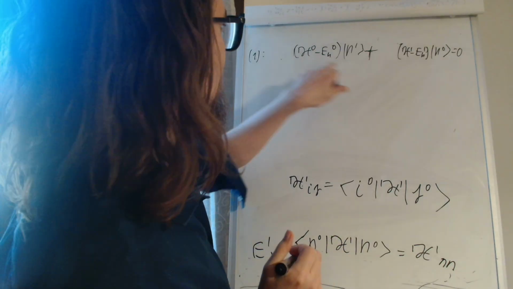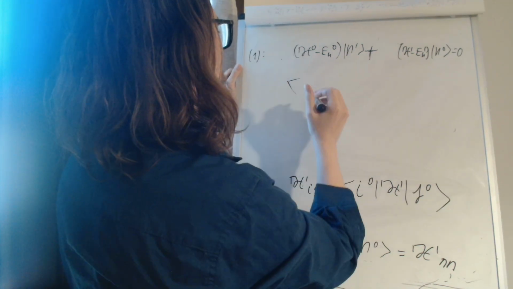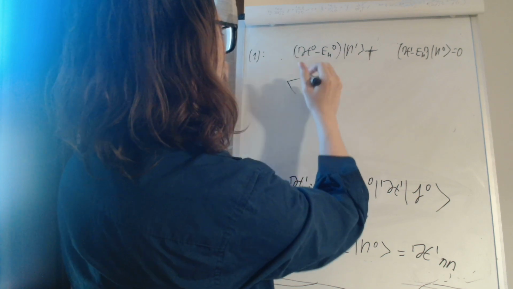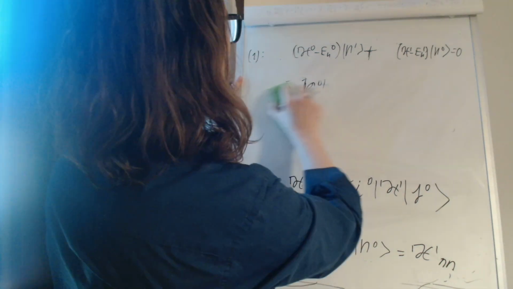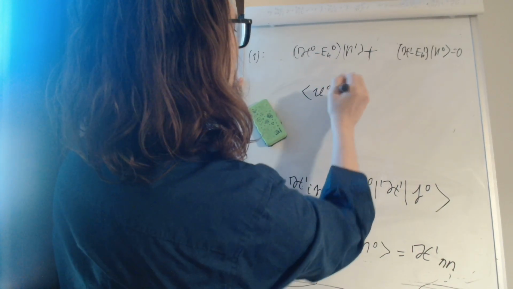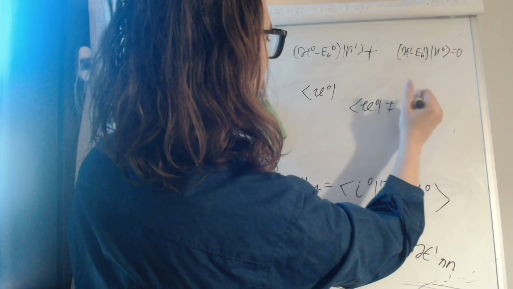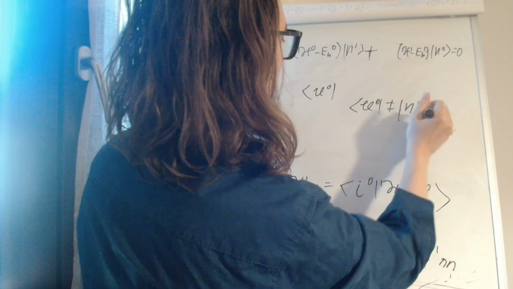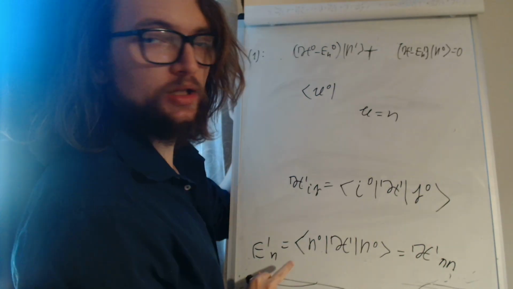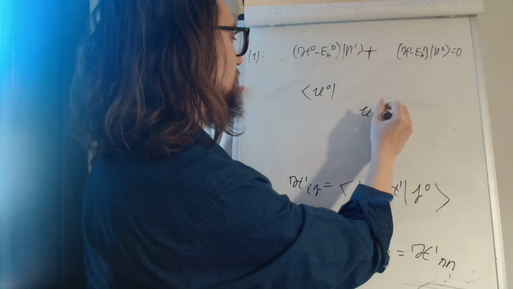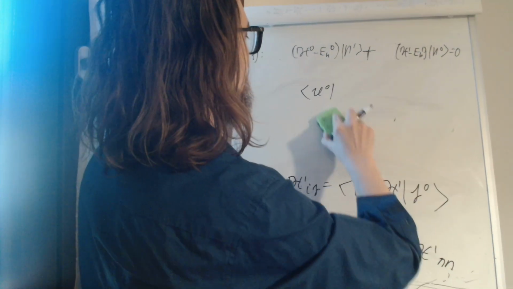We had multiplied the first order equation by the bra n0. Now we do the same, but not with the bra n0, but with the bra k0, where k is different, so k0 is different from n0. If k is equal to n, we obtain the correction to the energy. If k is different from n, we will obtain the correction to the eigenstate. Let's see how.